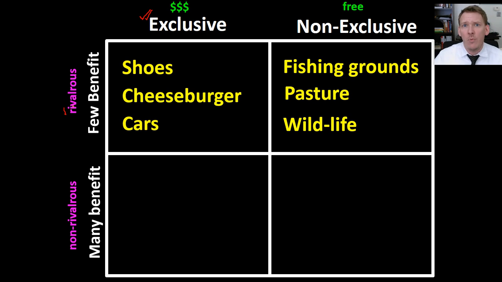Wildlife is another example. You can't really keep people from hunting or experiencing the wild, well, mainly hunting, but it is rivalrous in that it only benefits the people that kill the animals. And there's only so many animals. If we kill them all, then no one is going to benefit. It benefits few. Wildlife, hunting. You can't exclude people. It's open land. Do your thing. But it's only going to benefit few.